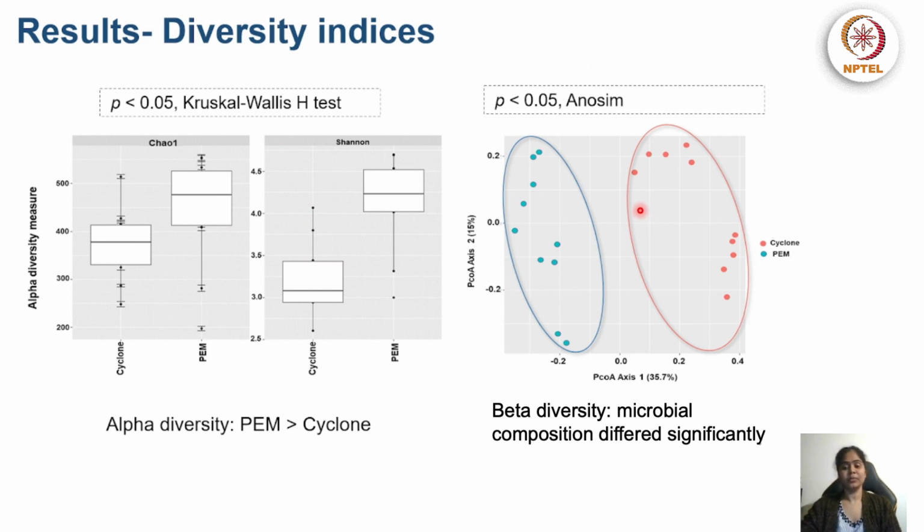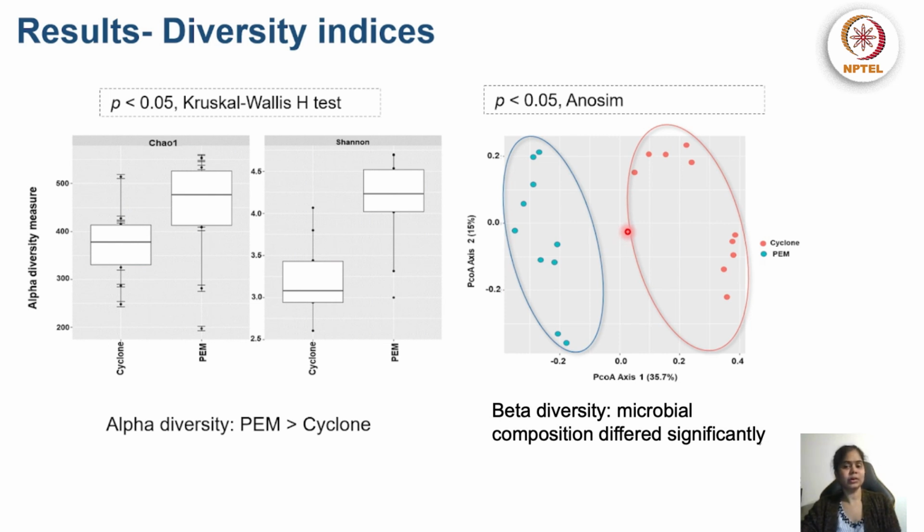For the next one, we did beta diversity using PCoA analysis. We could see that there are two planes here, and the samples from PEM lie in one plane, and the samples from cyclone lie in another plane. So the samples lie in two different places, and all the samples cluster together. For example, all the PEM samples are together here, and the cyclone samples are together on another side. So visually we can say they are different from each other.